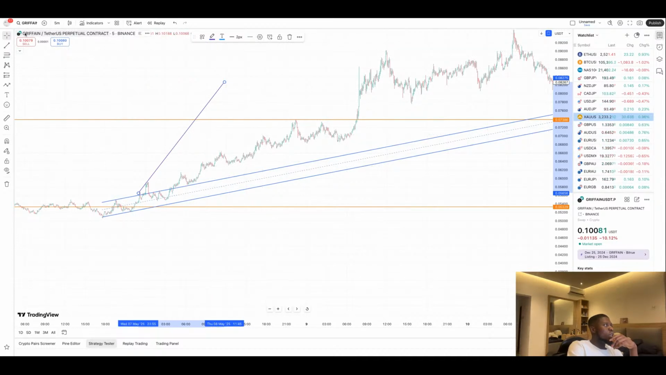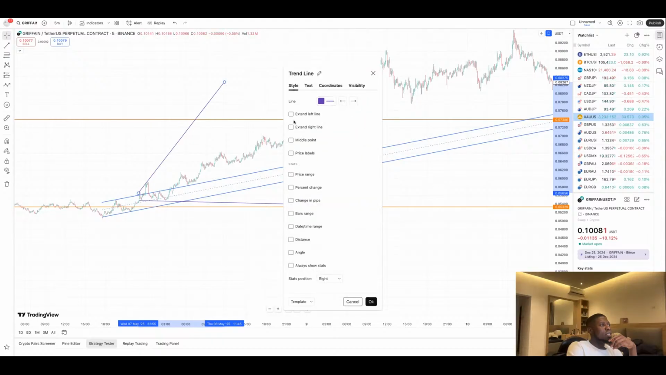You take the first two swings and this, take this. All right. So extend this, extend this, extend right.